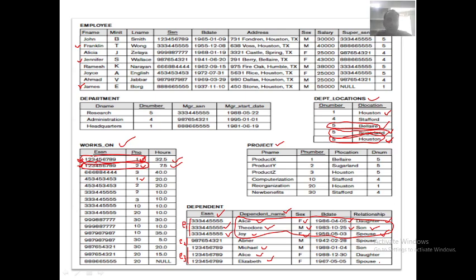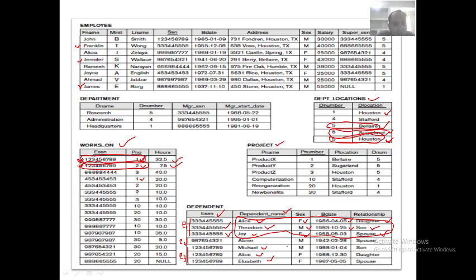I don't know about other employees, whether they are married or not. Got it? It is not specified in this table, but from this table, these are the only three employees who are having the dependents. Got it? Now let me explain.